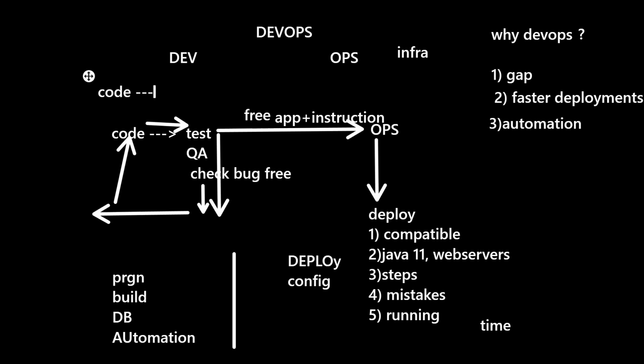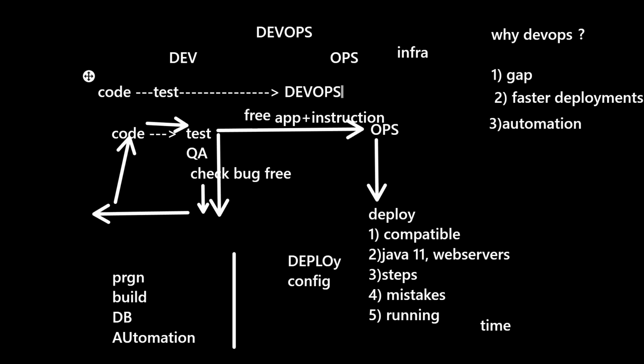Developers write the code, testers test it. Once the application is defect free, in the DevOps methodology, they will hand over this application to a team called the DevOps team, not a separate operations team, but the DevOps team. What is the difference between the DevOps team and the Ops team?